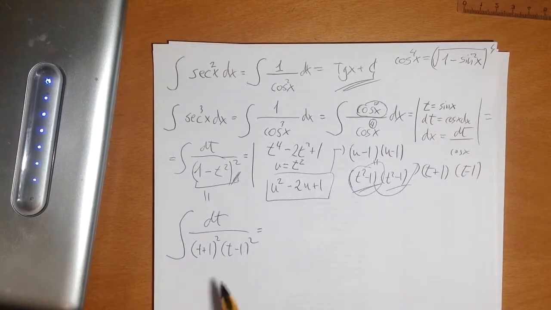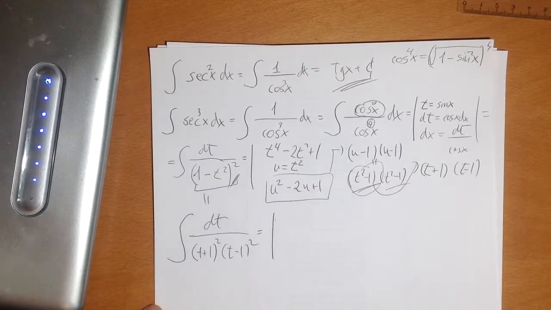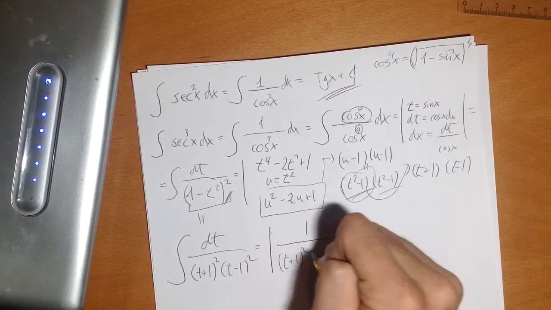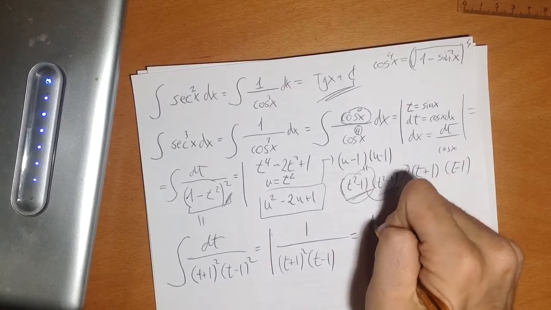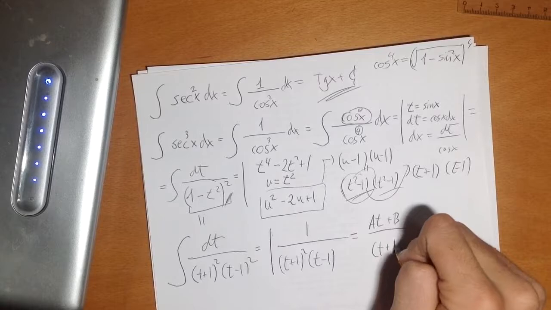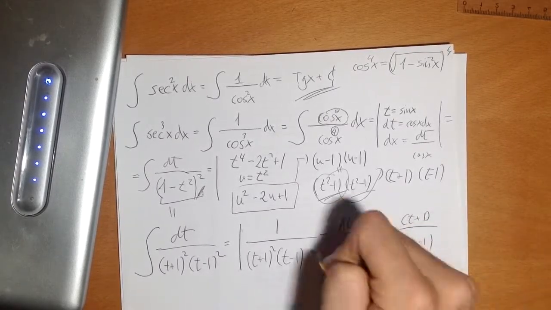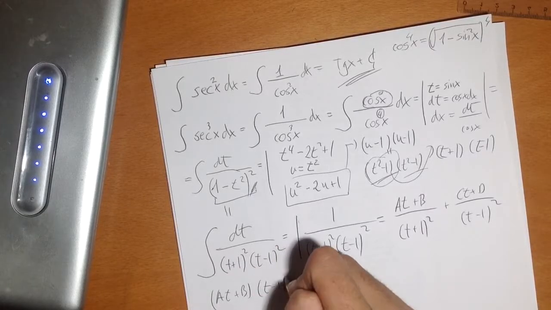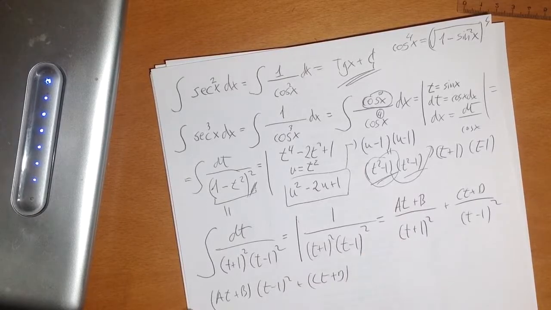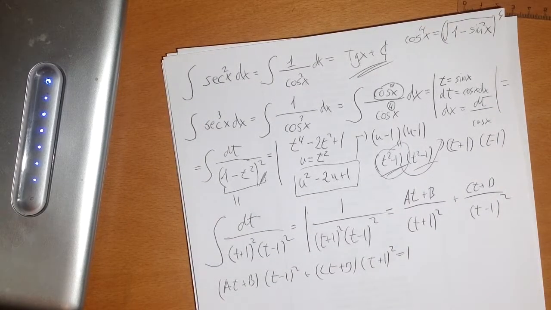Now we have a rational integral, so we have to do the partial fractions method. Let's do it. Once we are at this point, it's quite easy. We have At plus B over t plus 1 squared, plus Ct plus D over t minus 1 squared. Here is just simple algebra, but we have to be careful here because it's easy, but we can fail at any point. So take care at this part of the integral.